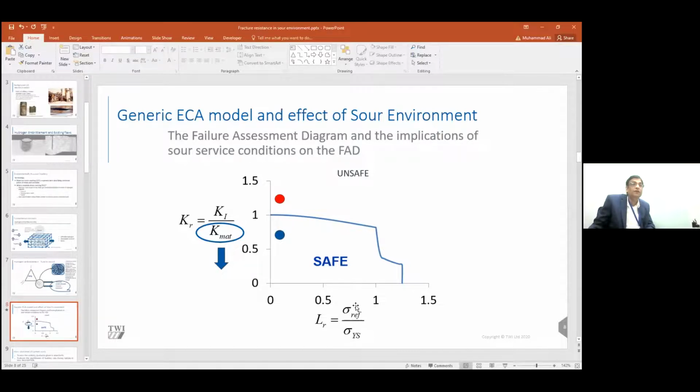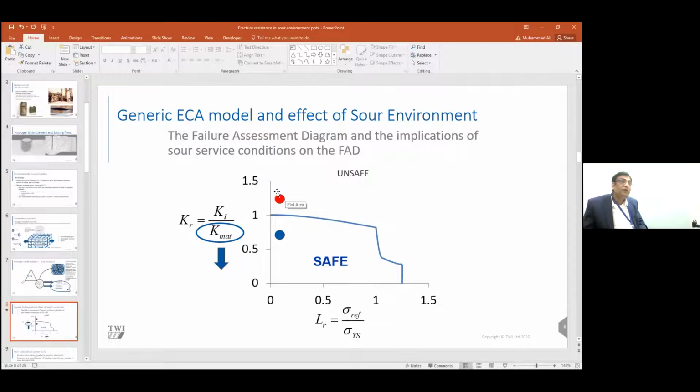For this reference stress, various reference stress solutions are available in different standards and different textbooks. This parameter is dependent on the applied loading as well as the geometry of the component. The diagram is a curve between these two parameters. This curve defines the acceptance or non-acceptance of a flaw.